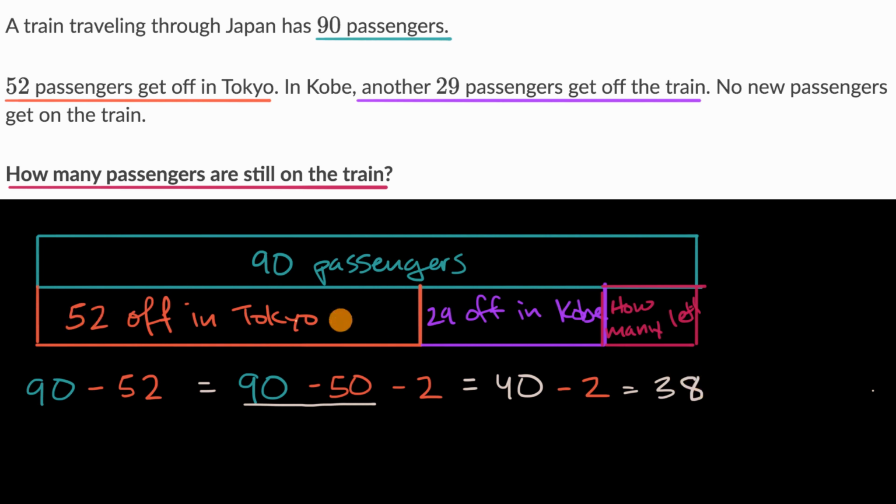So if you only had that one stop, after that first stop, you have 38 passengers left on the train. And so that 38 is this amount right over here. But then we know another 29 get off in Kobe. So we need to start with that 38, and 29 are going to get off. So minus 29. And maybe we could rewrite this.